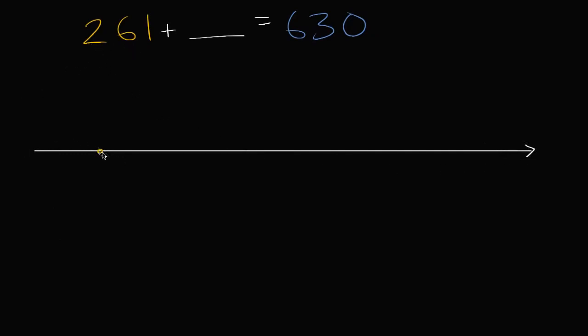So this time I'm starting at 261, and I want to get to 630. And the amount that I add is going to be the blank. So let's see what I have to add to get to 630. And I'm going to add numbers that are easy for me to compute. So I could add 9. Now why did I add 9? Because that gets me to 270, which is a nice round number.